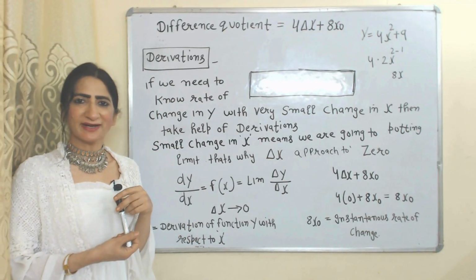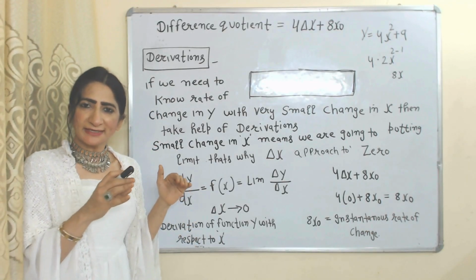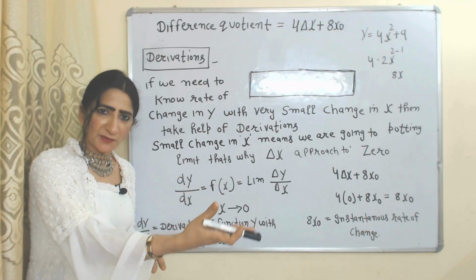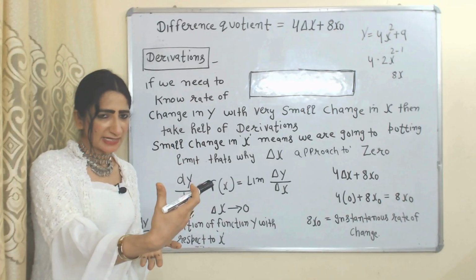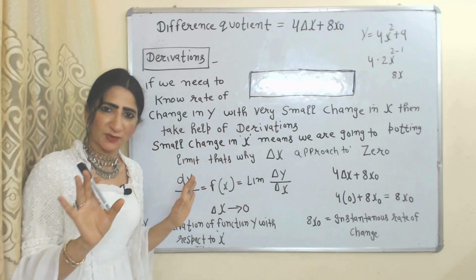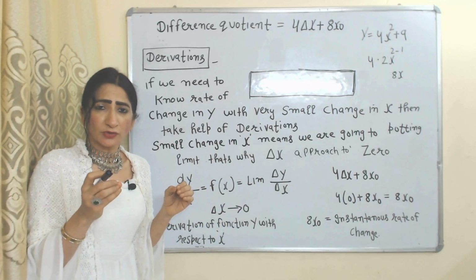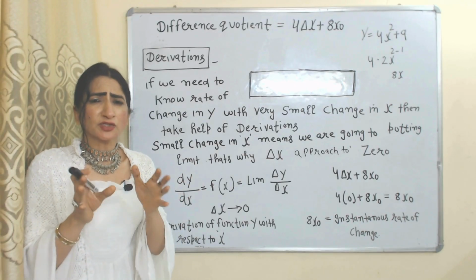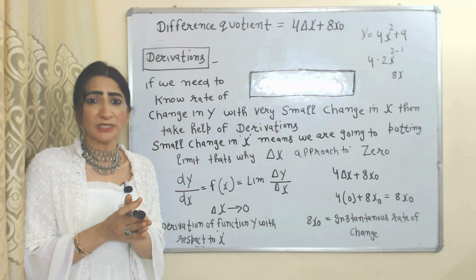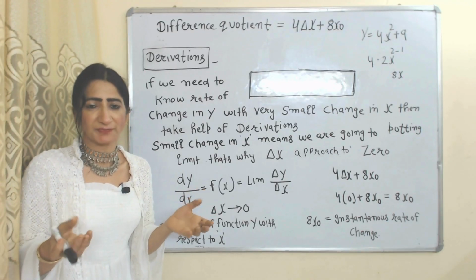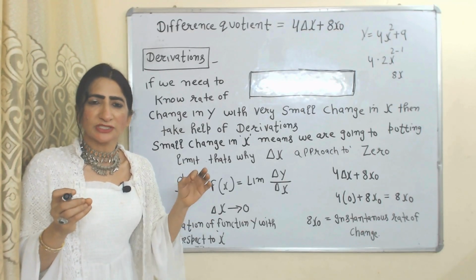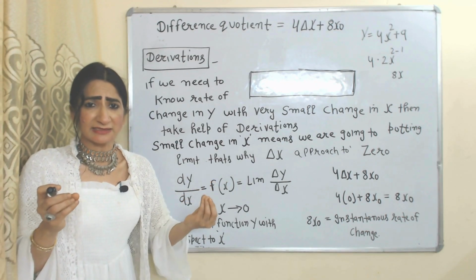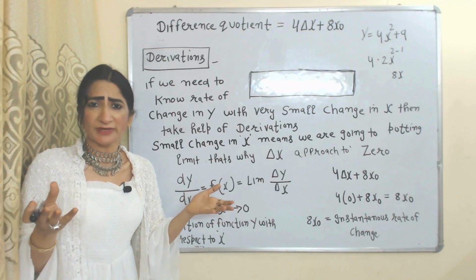Now we will see what is derivation. We have already discussed y is the dependent variable, x is the independent variable, y depends on x. That's why y will change when x changes. If we want to know the rate of change in y with a very small change in x, then we take help from derivation.